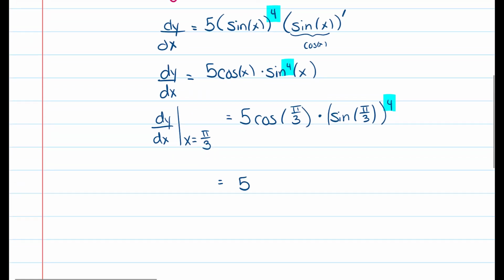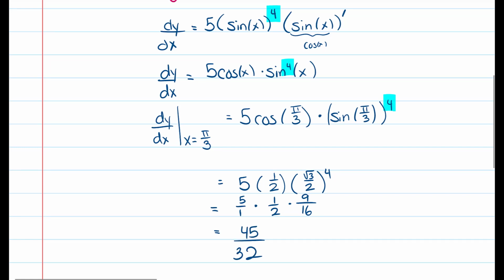So I get this is equal to 5, and cosine of pi over 3 is 1/2, and sine of pi over 3 is root 3 over 2 to the fourth. So this becomes 5 over 1 times 1 over 2 times, and root 3 to the fourth is going to be 3 times 3, so it's 9, and 2 to the fourth is 16. So I'm left with 45 over 32, and this is going to be my slope, and that's it, because all this problem asked for was slope.